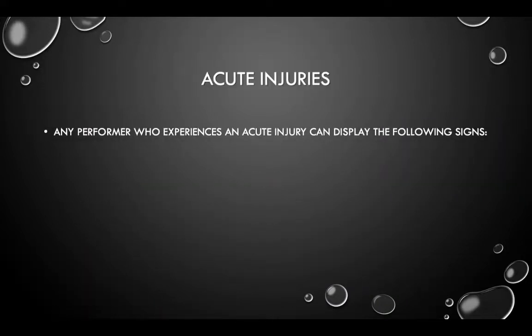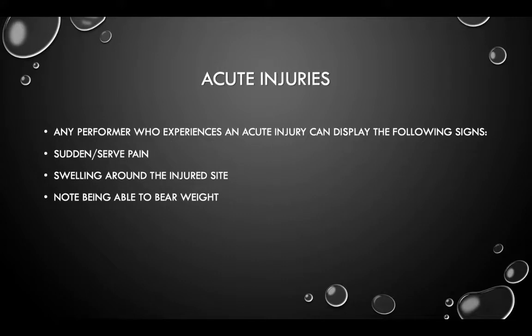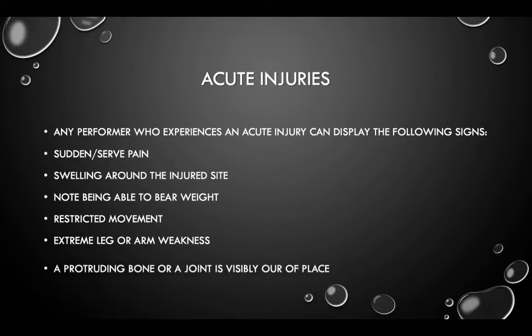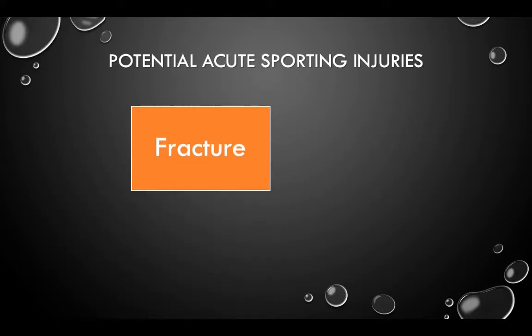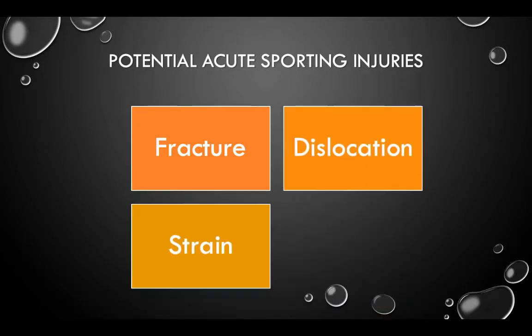Acute injuries. Any performer who experiences an acute injury can display the following signs: sudden or severe pain, swelling around the injured site, not being able to bear weight, restricted movement, and extreme leg or arm weakness. Finally, a protruding bone or joint is visible or out of place. Potential acute sporting injuries: fractures, dislocations, strains, and sprains.